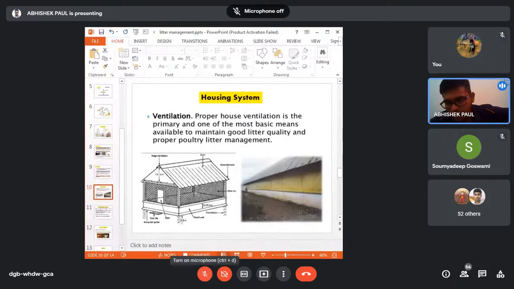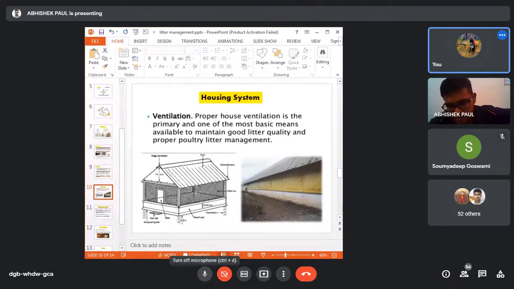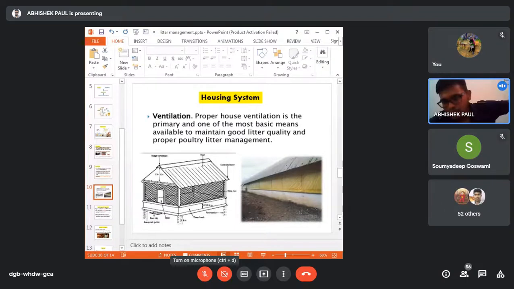So if this litter management comes in your final exam, I hope you will be able to write it down, is it not? You please remember, and whenever you are studying anything, you try to correlate it with the practical aspect also. I will be sharing this slide with all of you, so please go through it once. I hope Madam has also given some study materials. So please go through the materials provided to you regarding the litter material.